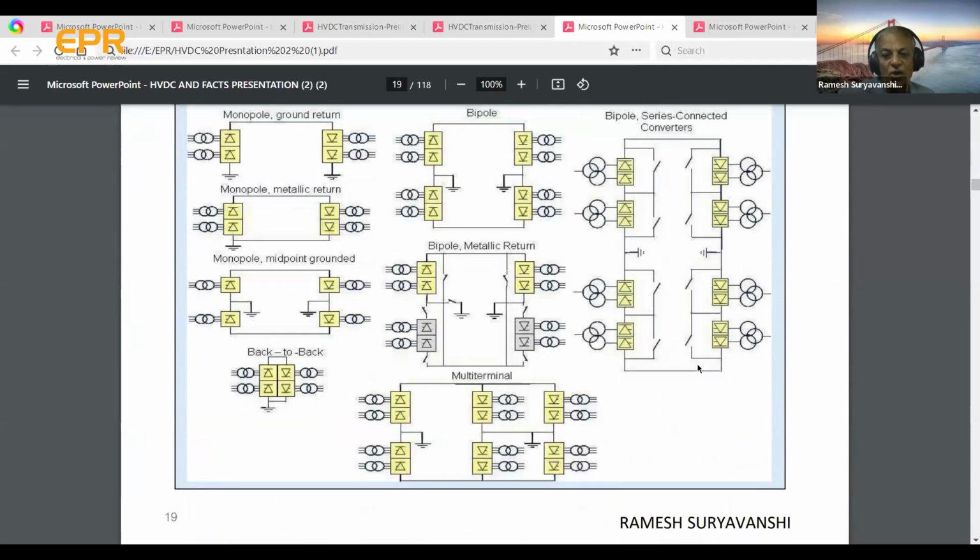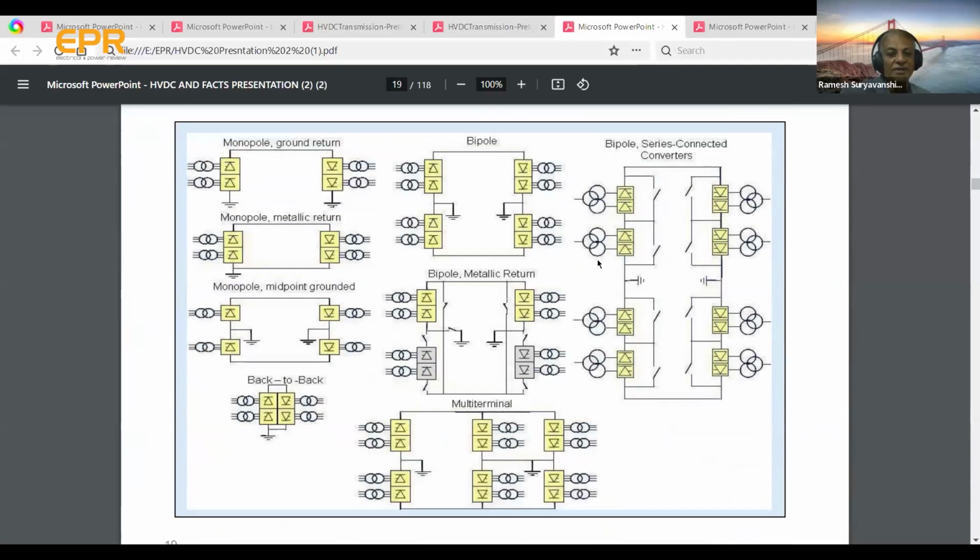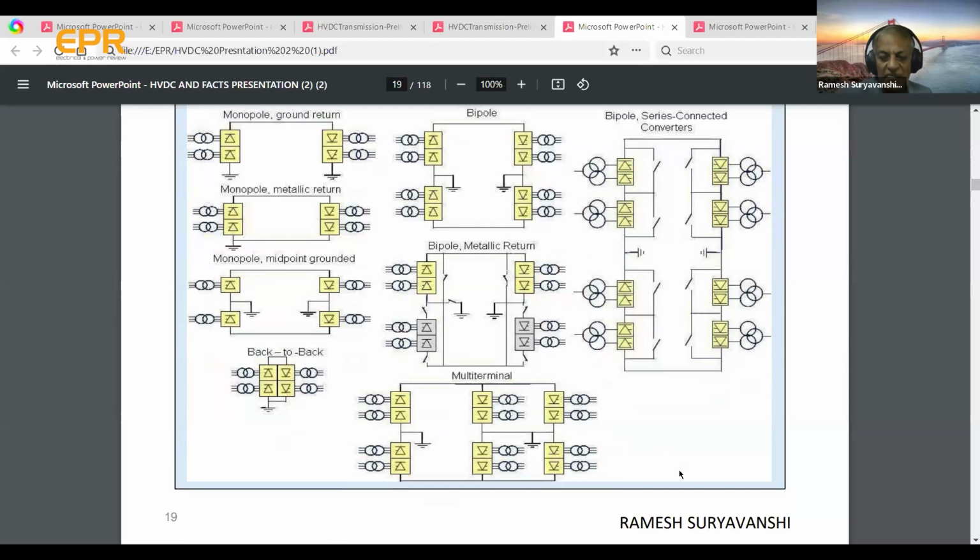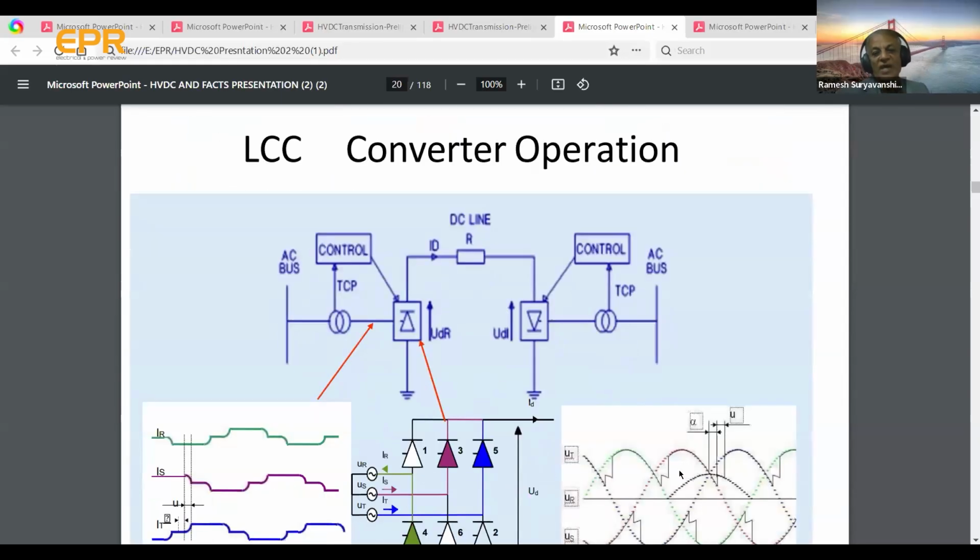HVDC operating configurations in the world: this is monopole, this is bipole, bipole series, multiple terminal. You have a terminal at Agra, and bipole with a metallic return. Russian people in Moscow were asking me whether metallic return is better or earth return is better. Earth return is cheaper, but security is with metallic return. Let's move on.